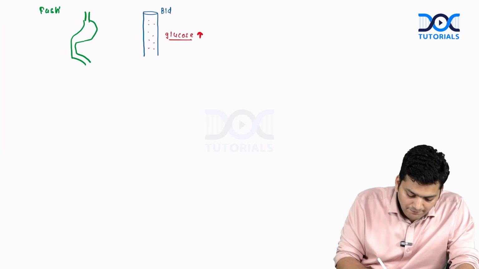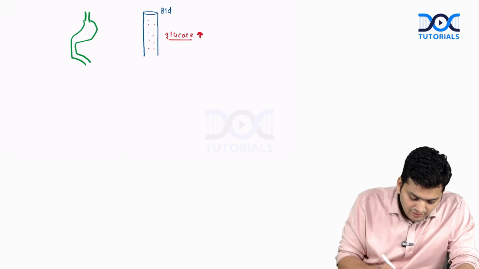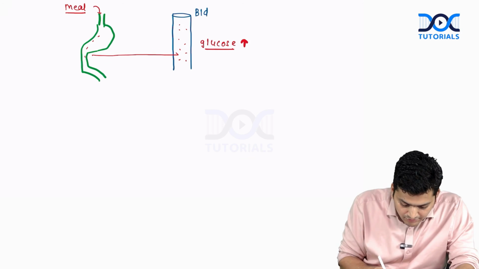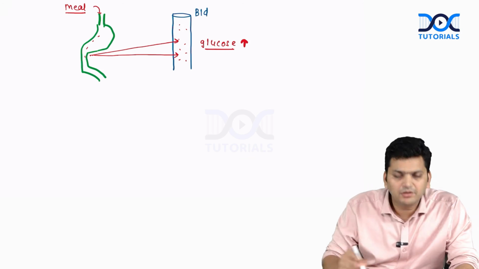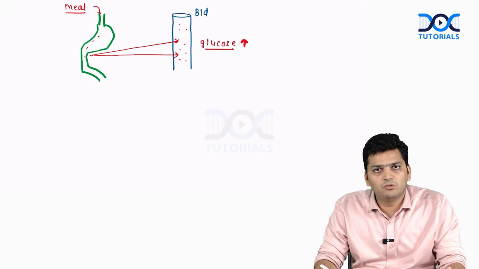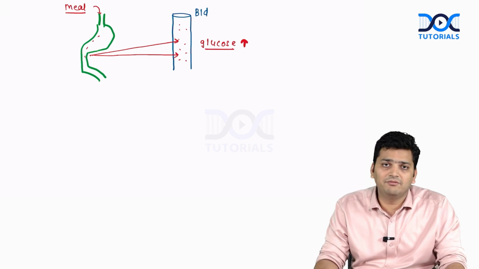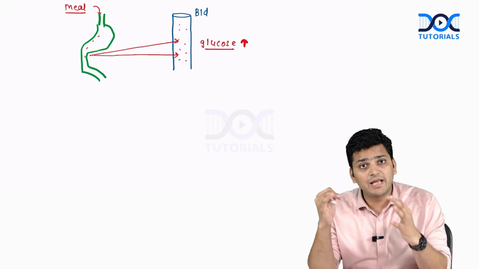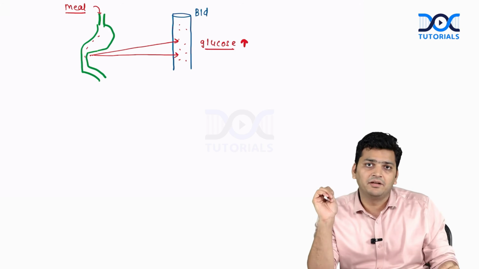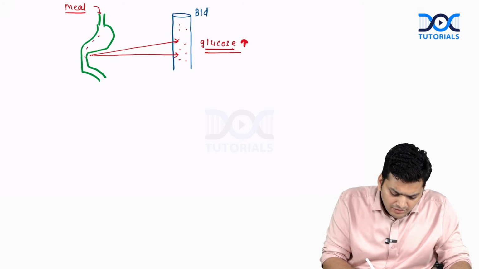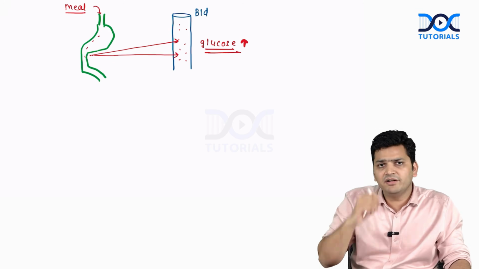See, normally what happens is when you take a meal, the glucose goes inside and gets absorbed. And that glucose comes into the blood. In a patient of diabetes, the glucose utilization is not happening, so the glucose increases in the blood. But now I am saying that even when the patient is in the fasting state, not eating anything, still his blood glucose is high. From where is the glucose coming into the blood? If he is not eating anything, from where is it coming?